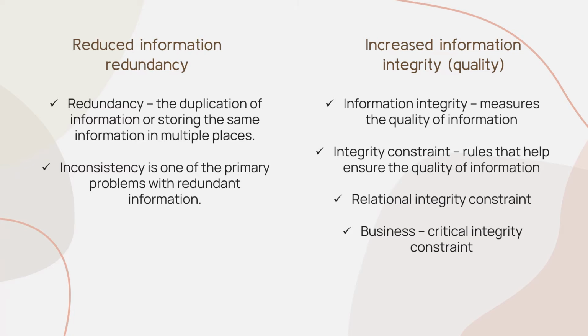The third one is reduced information redundancy. Redundancy is the duplication of information, or storing the same information in multiple places. Inconsistency is one of the primary problems with redundant information. Next, increased information integrity, which is quality. Information integrity measures the quality of information. Integrity constraints are rules that help ensure the quality of information: relational integrity constraints and business critical integrity constraints.